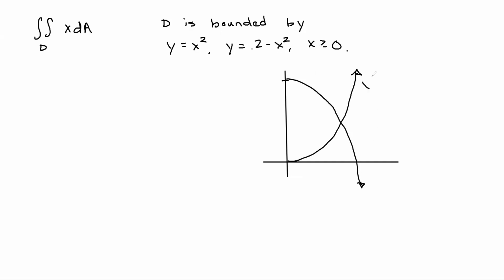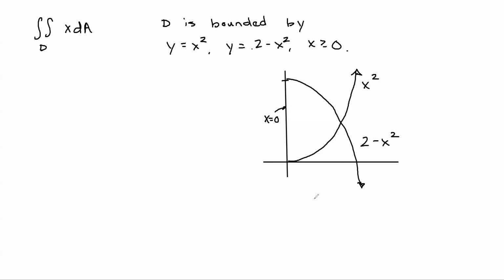All right, so here's x squared. Here's 2 minus x squared. And then x greater than or equal to 0, not only does that tell us that we don't need the left-hand side, but it also gives us a bound for the left, and that is the y-axis itself. The y-axis is at x equals 0. All right. So if you look at that picture, is that type 1 or type 2?